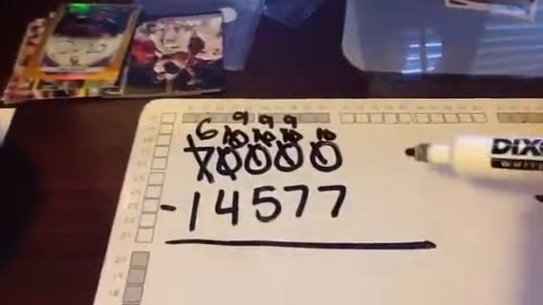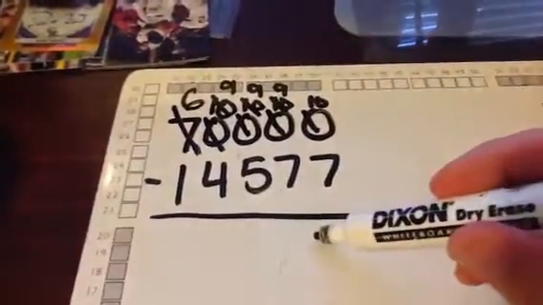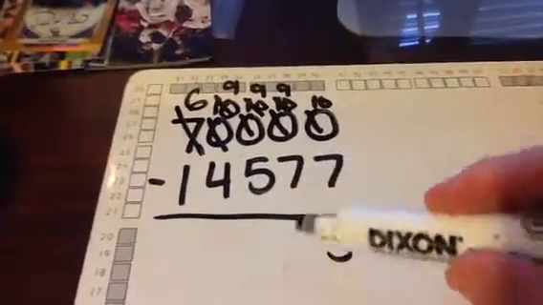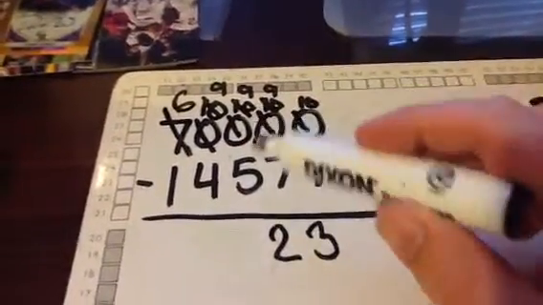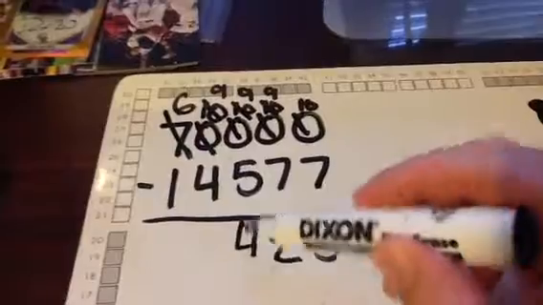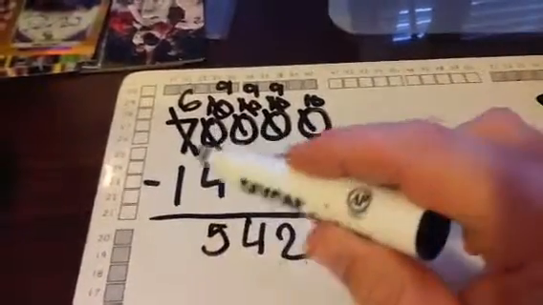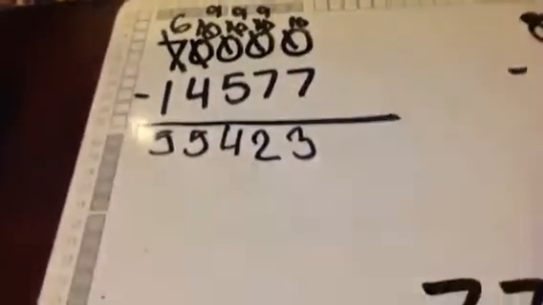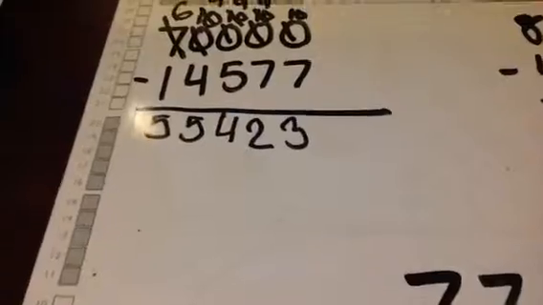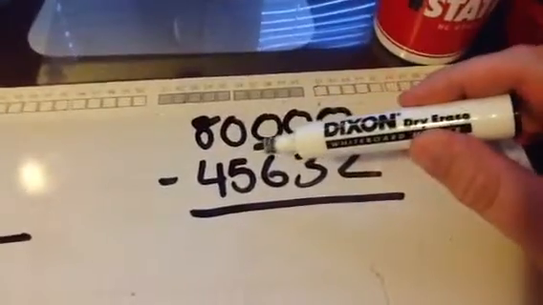Once we have it this far, now we're going to go ahead and subtract. So we have 10 minus 7 is 3, 9 minus 7 is 2, 9 minus 5 is 4, 9 minus 4 is 5, and 6 minus 1 is 5. So our final answer there is 55,423.